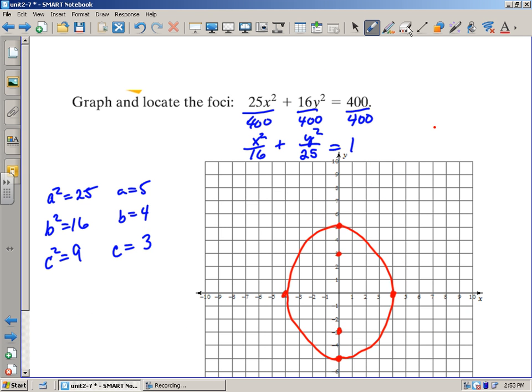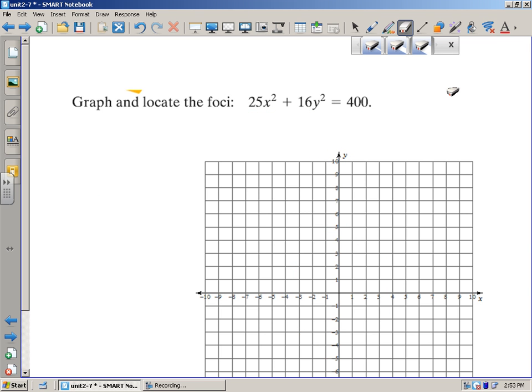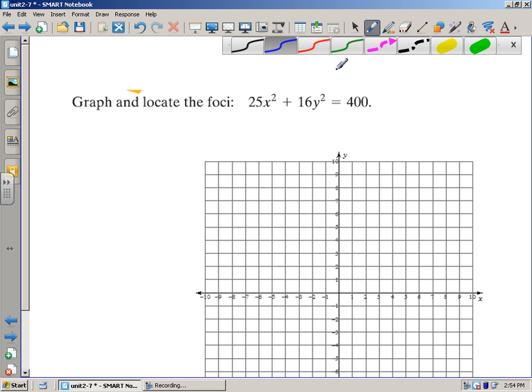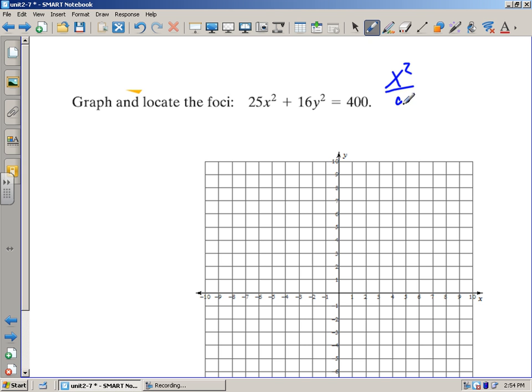This time, let's see what happens here. We've got this situation where we have to get this equation into our standard form. Well, remember our formula was x squared over a squared plus y squared over b squared equals 1. Well, in this case, it doesn't equal 1, it equals 400. So to make it equal 1, we divide by 400. And if we do it on one side, we've got to do it everywhere. And now we simplify these fractions.